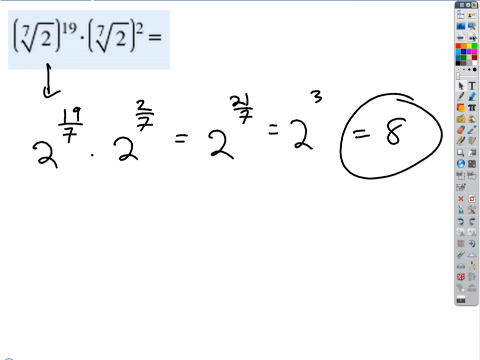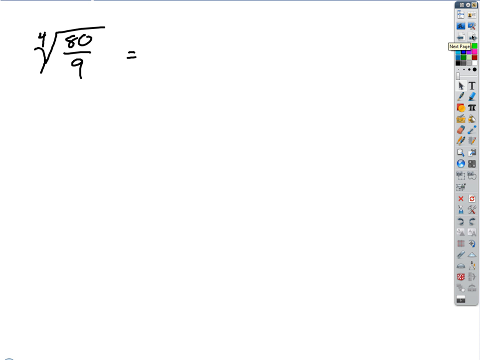Okay, this one is kind of a doozy though. I mean, it's not terrible. There's a way we can go about this that makes it easier.